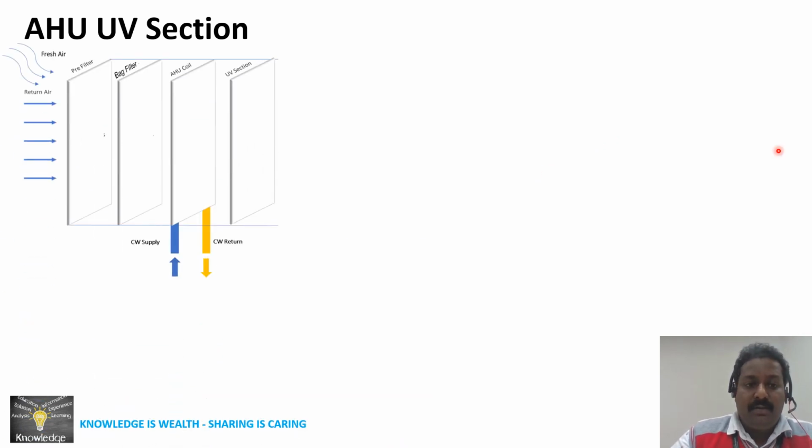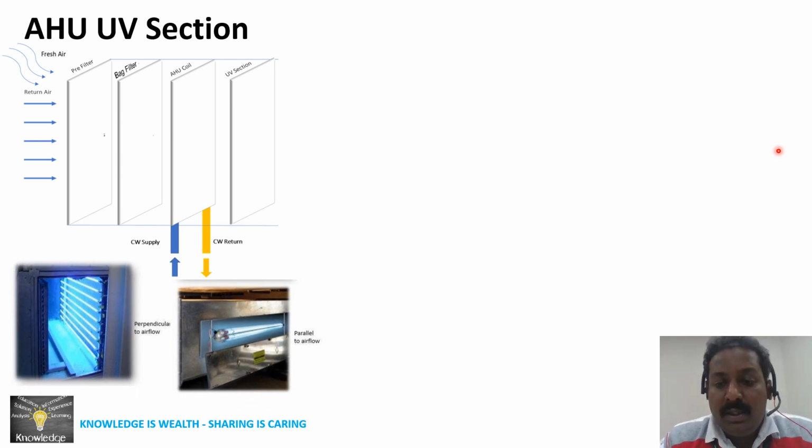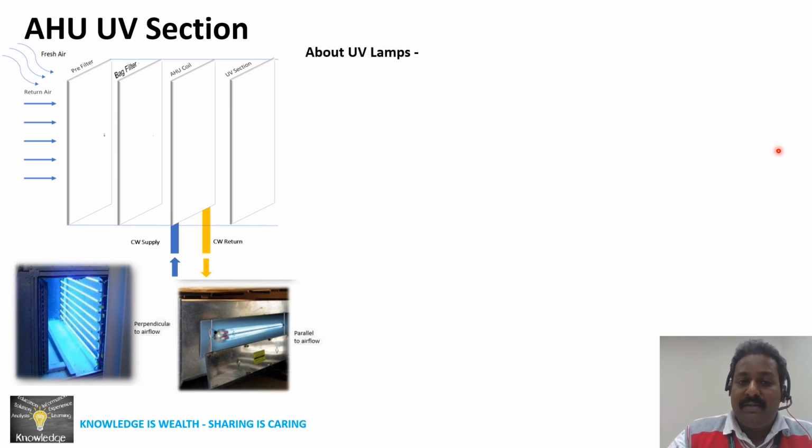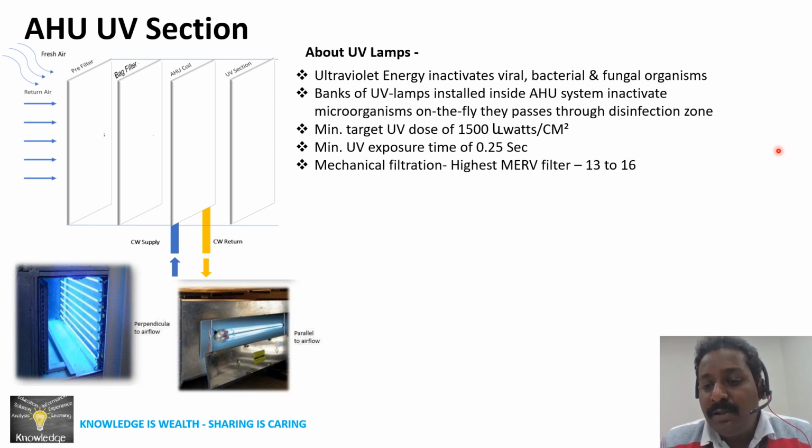If you quickly glance at the AHU UV section, after the AHU coil there is a UV lamp placed. The lamp can be placed as a UV section, whether perpendicular or parallel, depending on how much space is available. That section can be retrofitted with the existing AHU system, or else the new AHU units are coming with the inbuilt EC fan section itself.